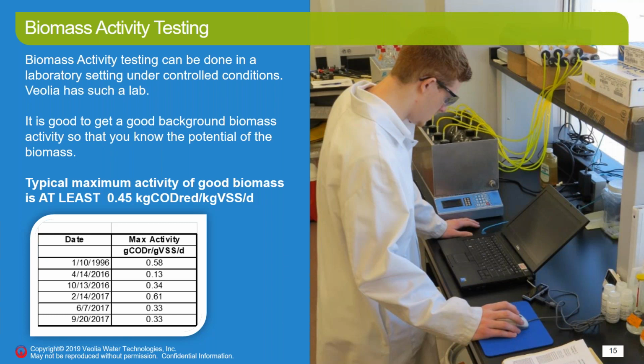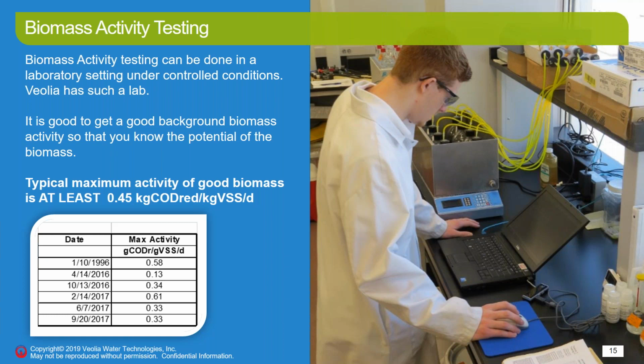And it's good to get a good background biomass activity so that you know the potential of your biomass. This test will tell you the potential that your biomass has at any given time. And we consider a good activity in this test to be at least 0.45 kilograms of COD reduced per kilogram of VSS per day.